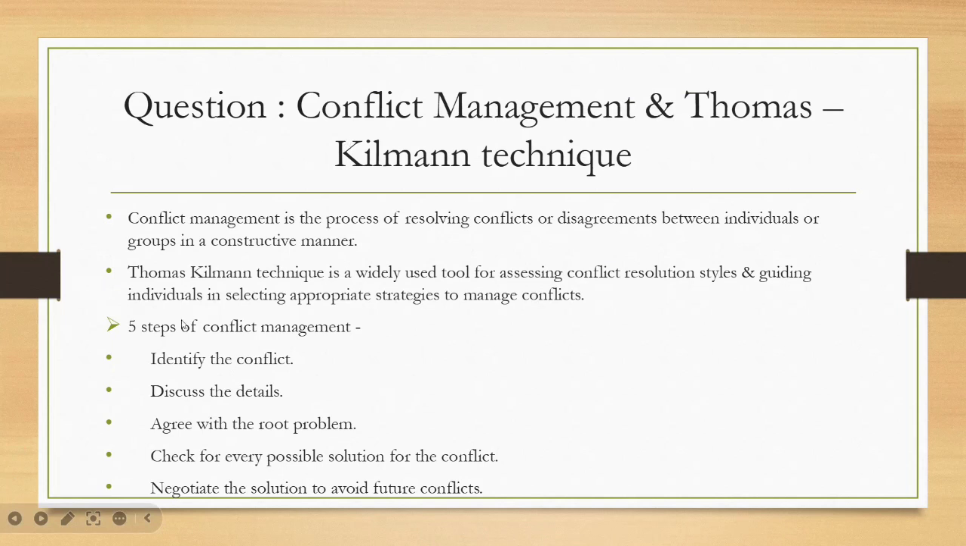So you will be identifying the details, agreeing on the root problems, discussing the details, checking for every possible solution for the conflict, and negotiating the solution to avoid future conflicts. So here we will be having these 5 steps, okay, and there will be one diagram. You can draw that diagram.